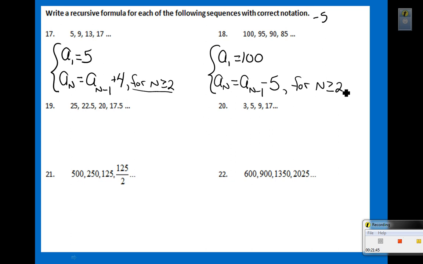Peek at number 19, see what you think. Even if you're lost on these, we now know this much. I can say A sub 1 is 25, and I can say A sub n equals. At least I know that much. But see if you can figure out what we're doing. Looks like it's going down by 2.5 every time. So it's going to be the previous term minus 2.5, comma, for n greater than or equal to 2.